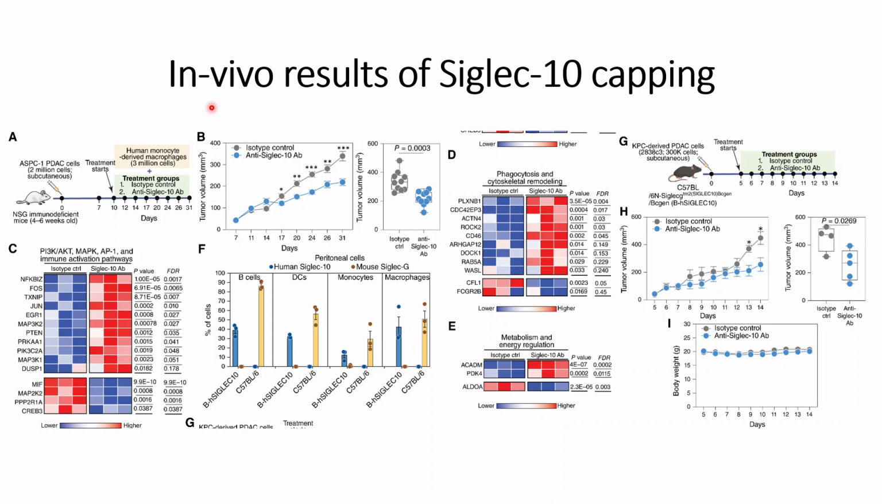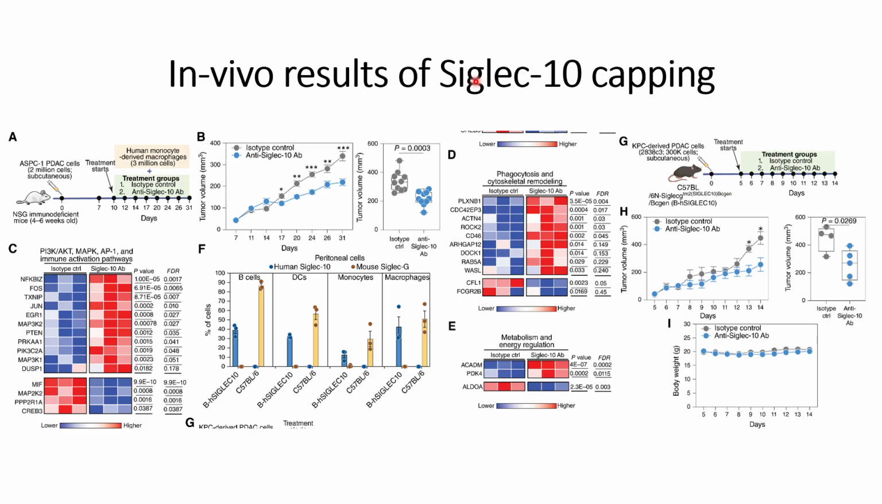In this video, we will discuss the in vivo results of Siglec-10 capping. There is one challenge that they faced while doing the in vivo experiments. Siglec-10 is not expressed in the mice. However, its homologous Siglec-G is expressed in the mice.